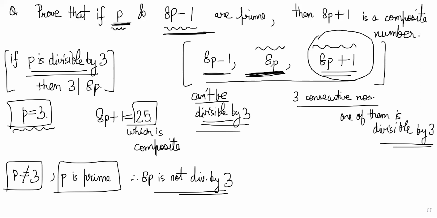And now you think about 8p and 8p plus 1. 8p can be divisible by 3 only if p is equal to 3, in which case 8p plus 1 is composite. And if 8p is not divisible by 3, that means p is not divisible by 3, and then 8p plus 1 becomes divisible by 3, which means it is again composite. So it's a little tricky, but once you get the idea, it is not so hard. Okay, look at this one.